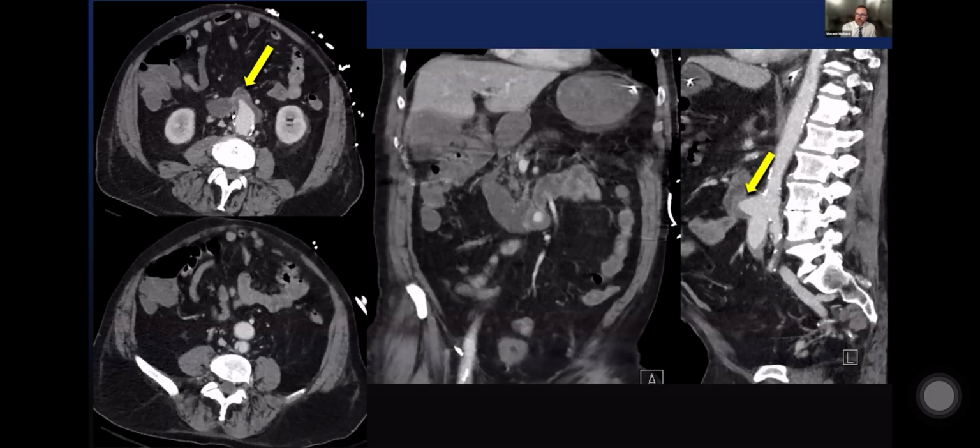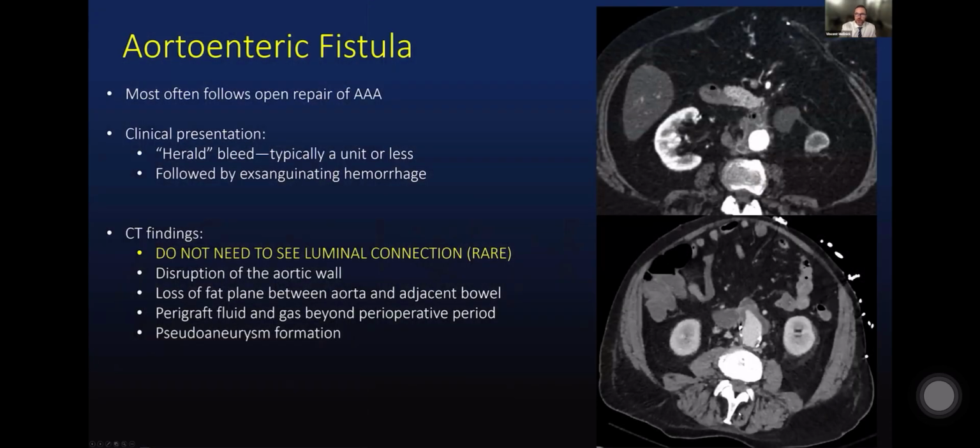This was a patient with a previous open abdominal aortic aneurysm repair who was presenting with intermittent episodes of hematemesis. In this case, the important finding is near the site of repair, there's a focal outpouching of the aorta into the transverse duodenum. We don't see active extravasation. We really don't see much blood in the duodenal lumen, but this was an aortoenteric fistula, and unfortunately, this is sometimes all you get. Most often, we see this after open repair of an abdominal aortic aneurysm. Clinically, they can present with a mild bleed 1 or 2 times, and then eventually they present with exsanguinating hemorrhage.